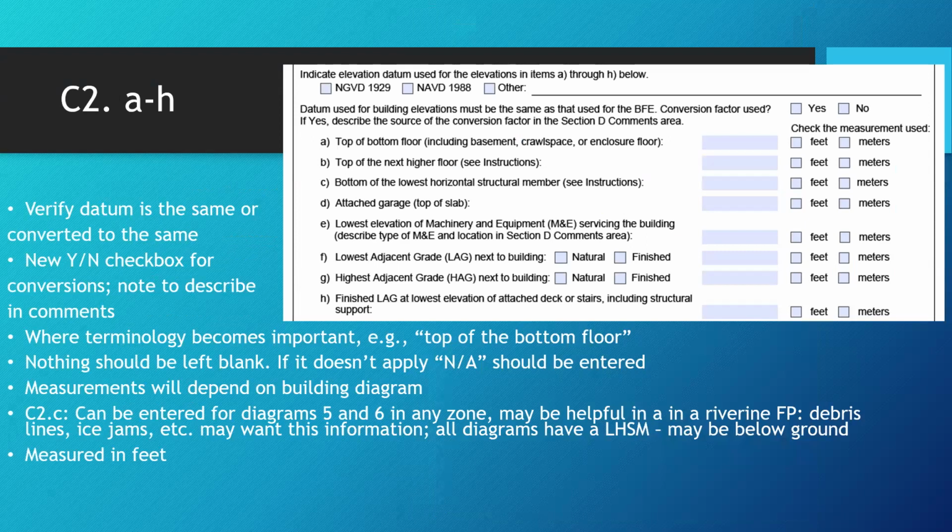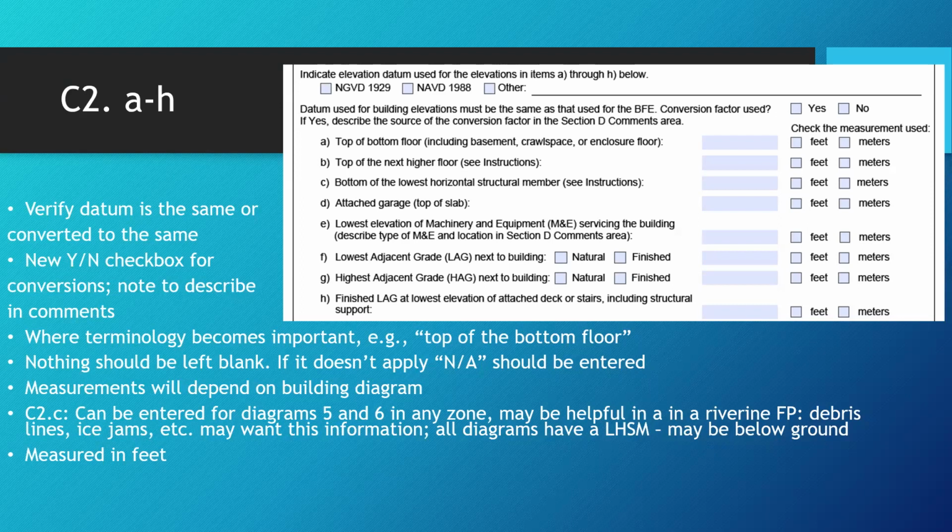And then we have C2A through H. So we've ensured that the datums are converted properly. So again, verify that, do the checkbox. And then again, this is where the terminology becomes important, what top of the bottom floor means. So we've had violations just because people misunderstood what the top of the bottom floor meant. Like they thought it might mean the ceiling of the basement would have to be 1 foot above the base flood elevation. And so that's an issue.